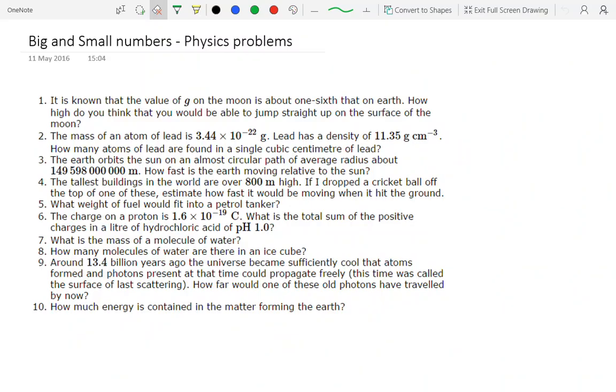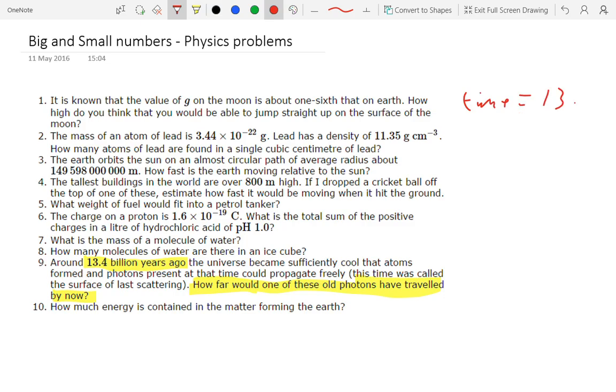So question 9 is a sufficiently scary question because it's telling us about the universe, but if we pick it apart, then we can look at what's needed. So 13.4 billion years ago, that's the time. And then it tells us that atoms formed and photons at the time could propagate freely, so they move freely, they're no longer bound to matter. And how far, so that's the distance, how far would one of these photons have travelled by now?